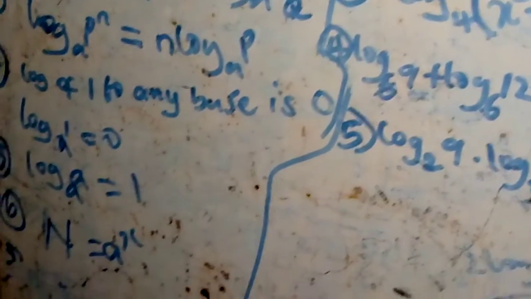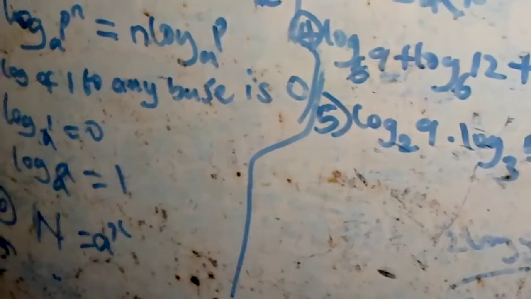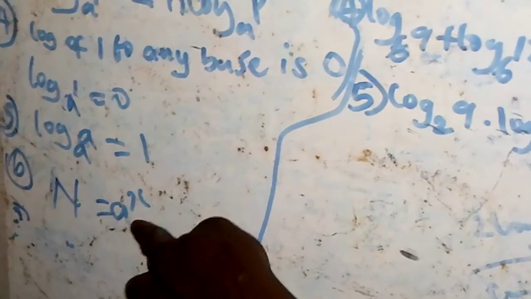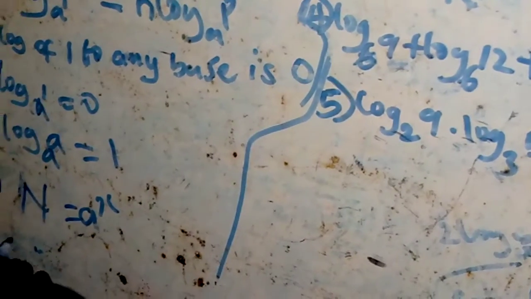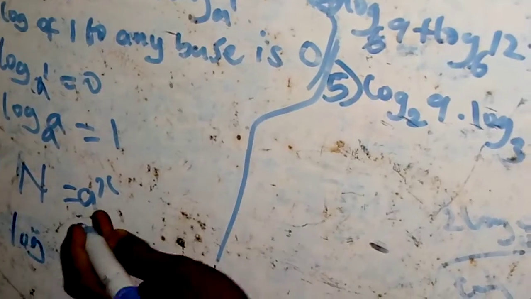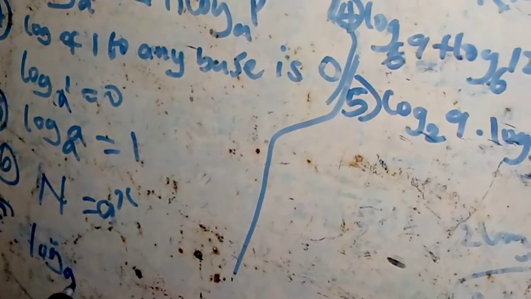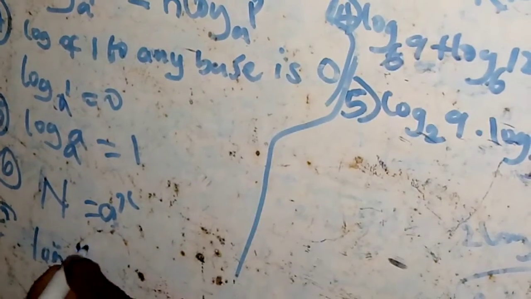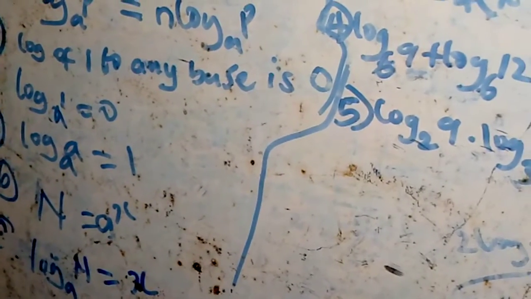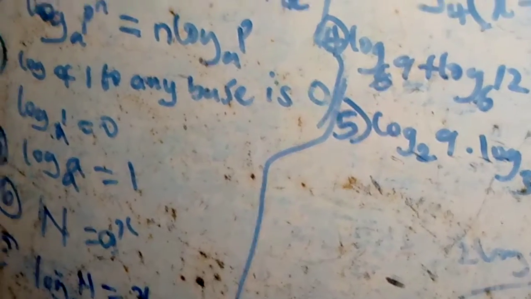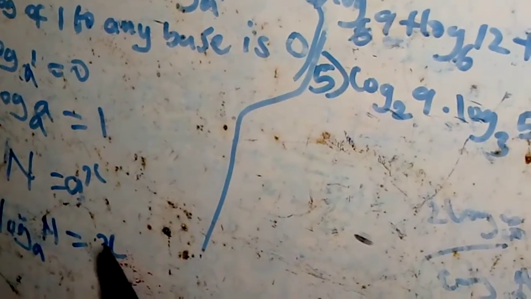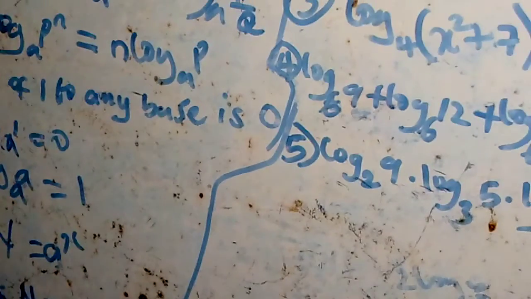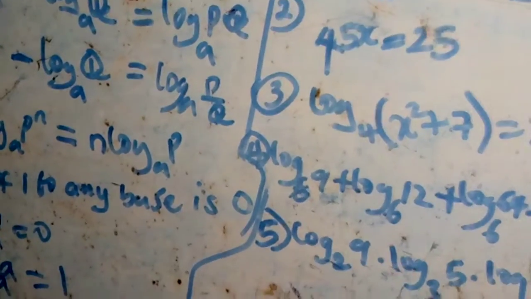So let's move to the sixth rule. The sixth rule says something in this form. I want you to take note of this. This is the base. So you can also write it in this form: log, this will come down, then what's left is a x. So the n, you just put it here, equals x. So you can also write it in this form. If you want to return it, that's a raised to power x equals n. Remove the log.